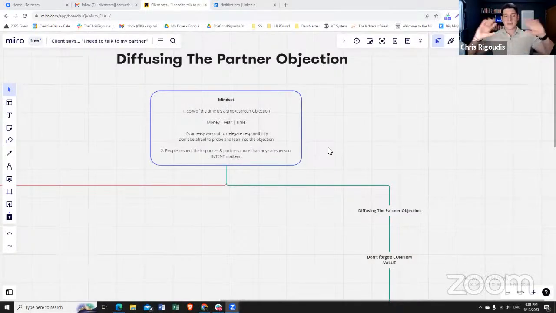And I have to unpack this before we hop on, because 95% of the time, the partner objection is a smokescreen. It's not a true objection 95% of the time. People like to default to it because it's the easiest way to delegate responsibility of that decision. I'm going to say it again. Making decisions is tough. And that's why the most common objection in the market is, "Let me think about it."